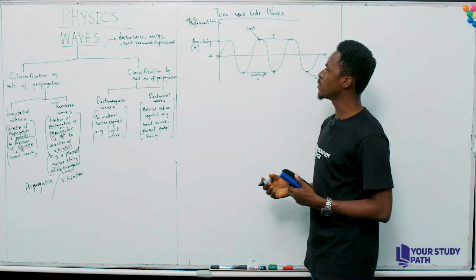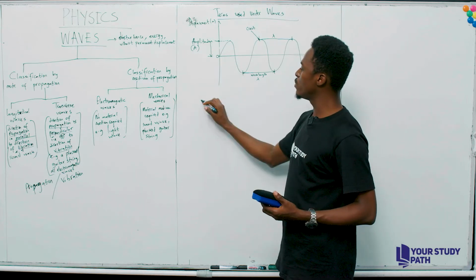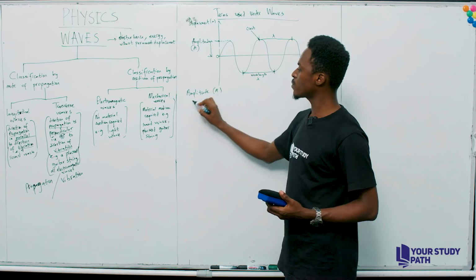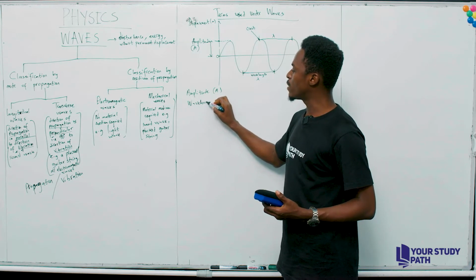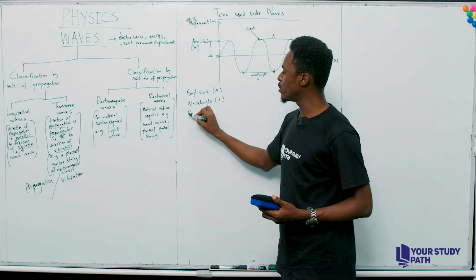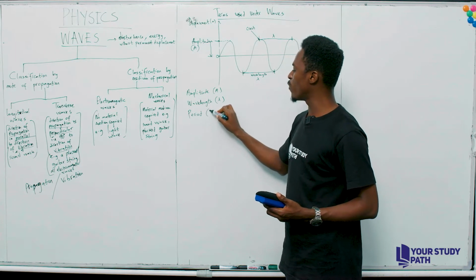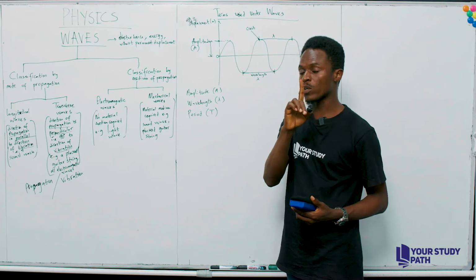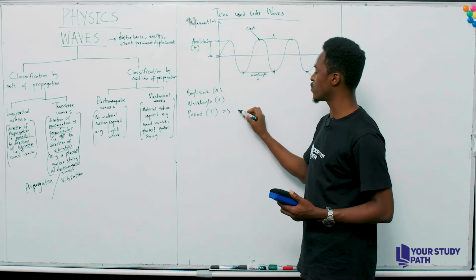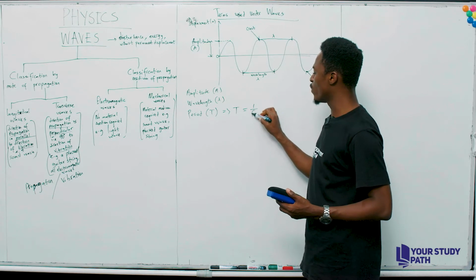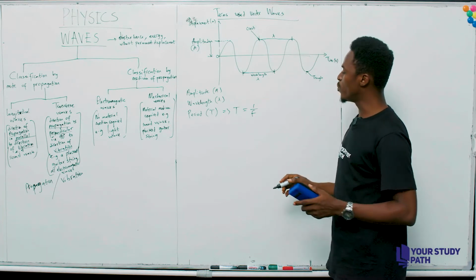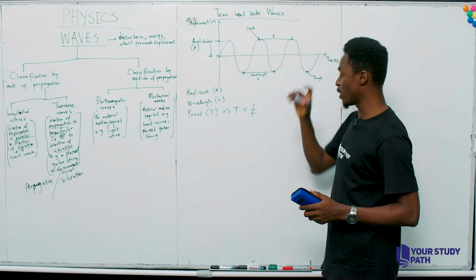Having that been spelled out, then you need to know that: amplitude is the highest vertical displacement away from the rest position. Wavelength is the distance between two successive crests or two successive troughs. Your period: period is the time taken to complete what? One oscillation. Time taken to complete one oscillation. And the crucial thing to put in mind is that period T is equal to 1 over frequency. In case you are given frequency in the question, know that 1 divided by frequency will give you the period. So have this at the back of your mind as a key formula.